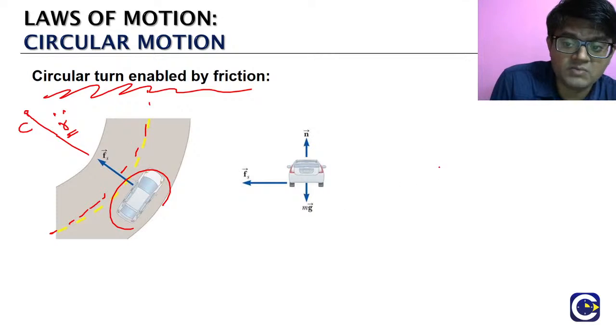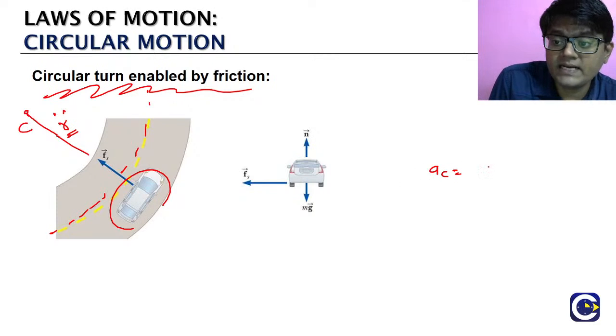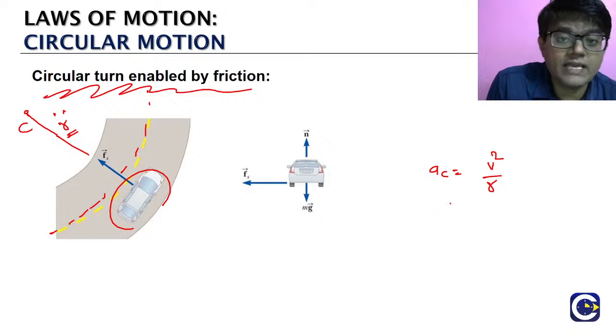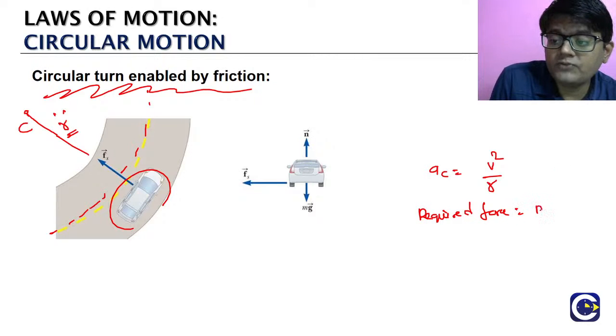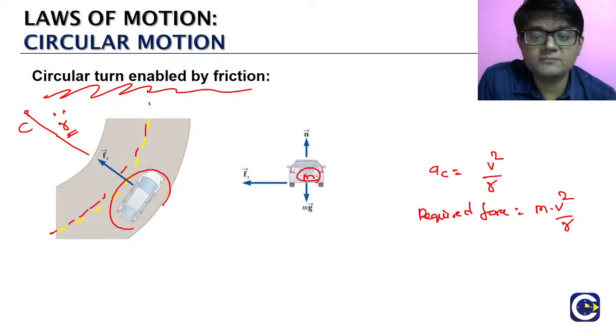And the acceleration value we already know. What is it? The required acceleration will be v square by r. And what is the required force? The required force will be equal to m into v square by r. m is the mass of the car.